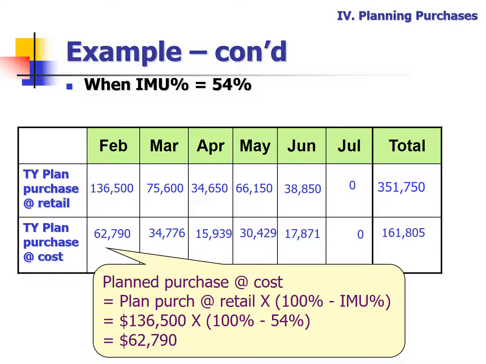And to calculate the total, you can either multiply the planned purchases at retail for the total entire season times 100% minus IMU percent. You can do it that way, or you sum up all the 6-month planned purchases at cost, and that way you can also calculate the planned purchases at cost. Either way, you should get the same answer.